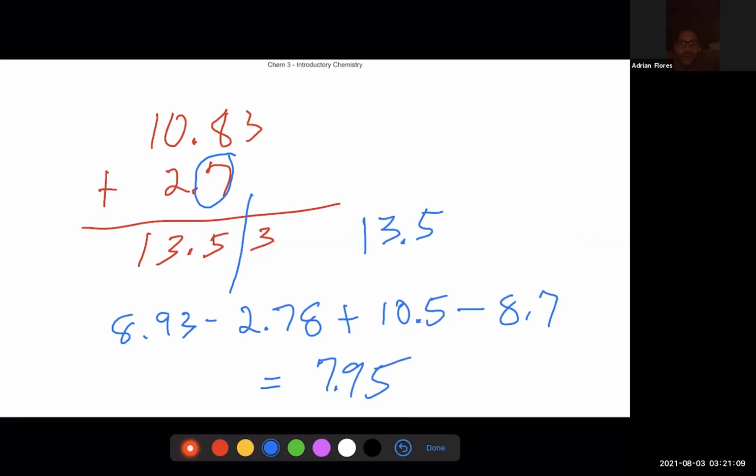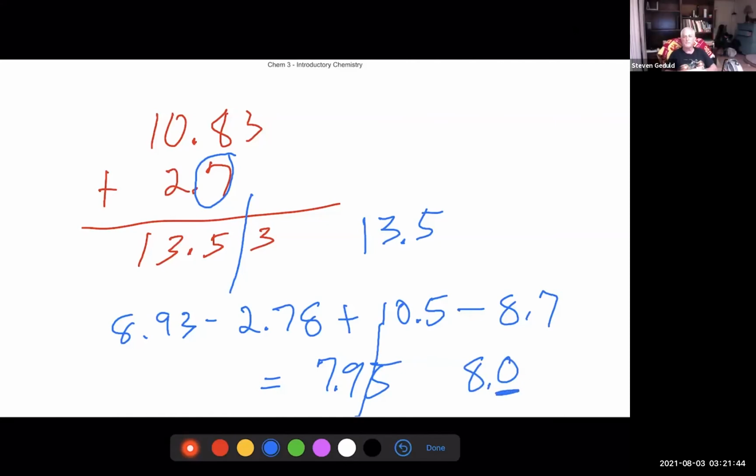Let's see here. You're good to how many places? We are good to one place past the decimal point. And since that's a 5, we are going to get 8.0. Do we round that? Yes, 7.95 rounds to 8.0, because you're good to this significant digit. Perfect.